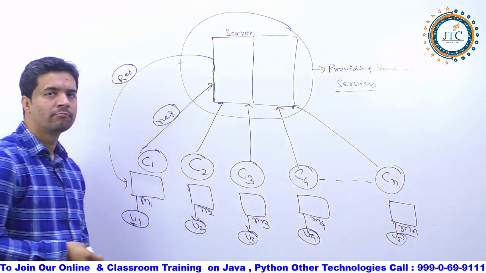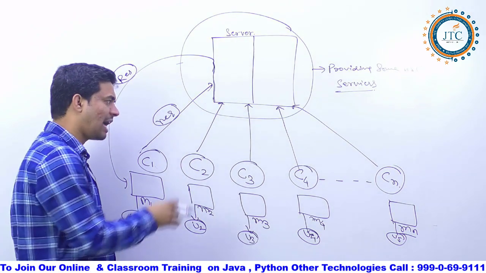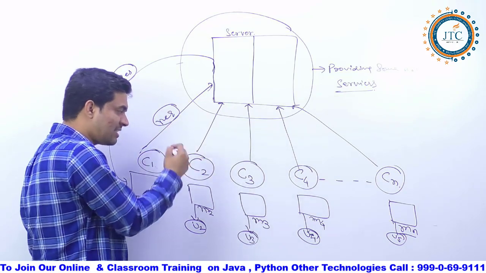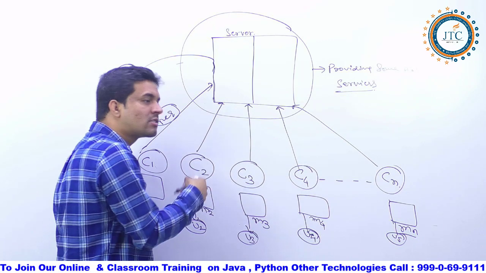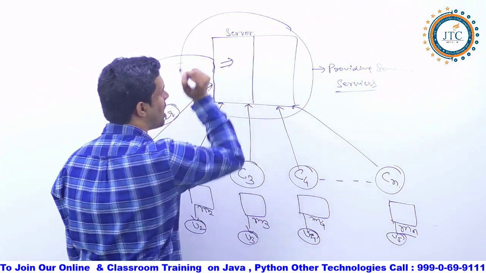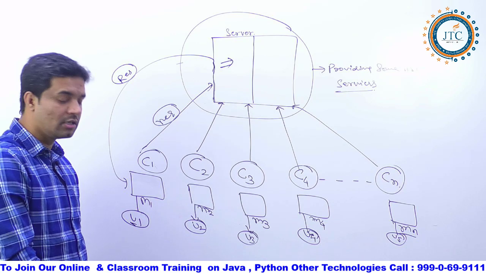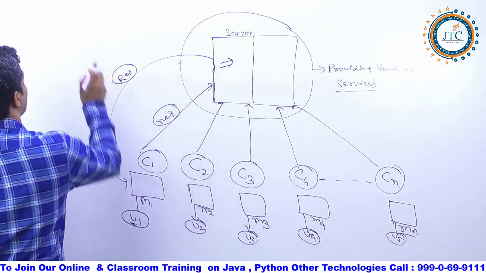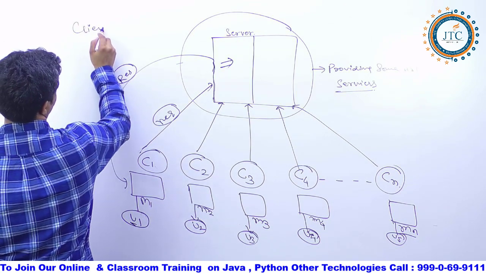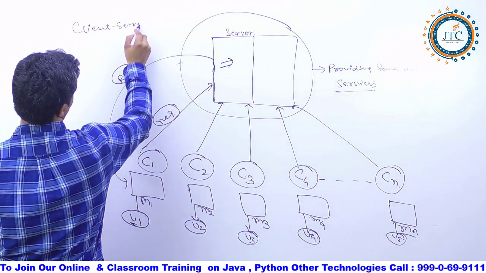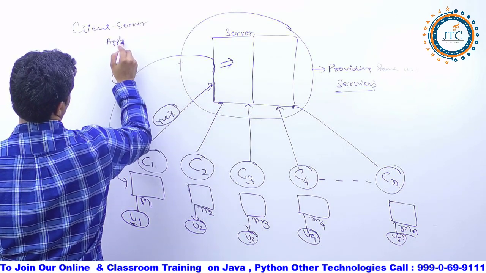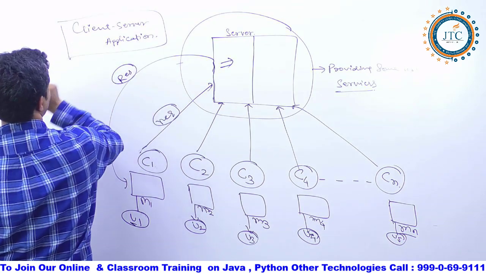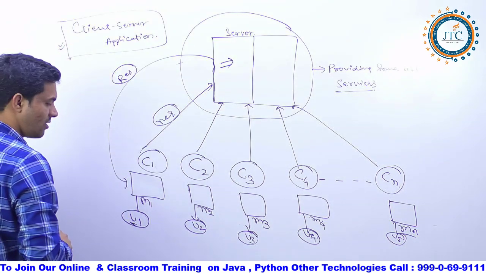But again, what is the main problem in these cases? I hope you are understanding the client server model here, right? All these clients are being served by the centralized server given here, correct? This is what we call a client server application. We are calling it a client server application, right?